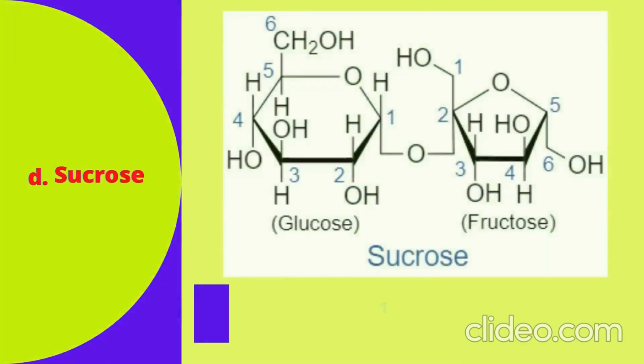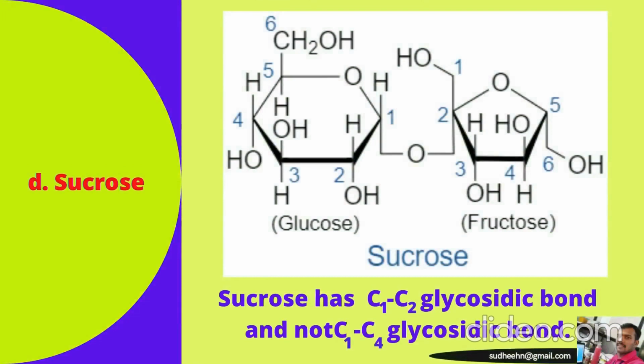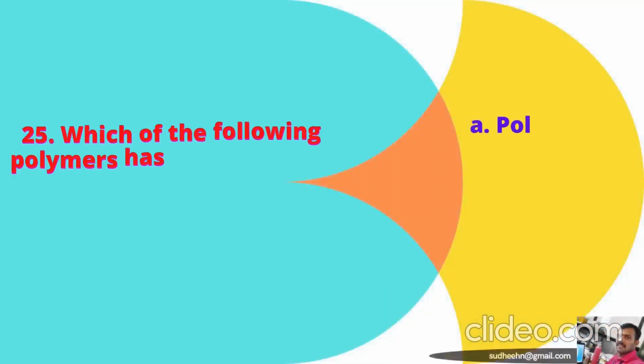And the right option is option D, that is sucrose, because by looking at the sucrose bond, we will get that idea. Sucrose has a C1-C2 glycosidic bond and not a C1-C4 glycosidic bond. So, question number 25.